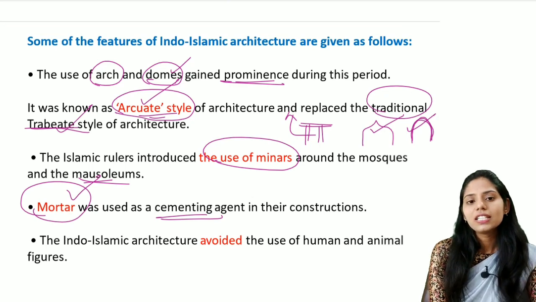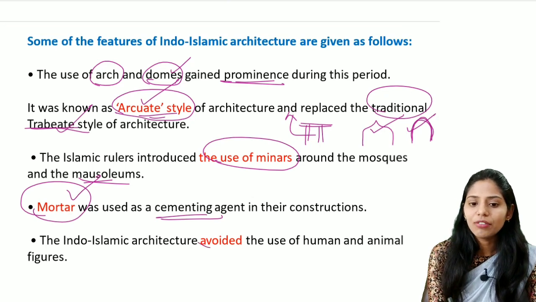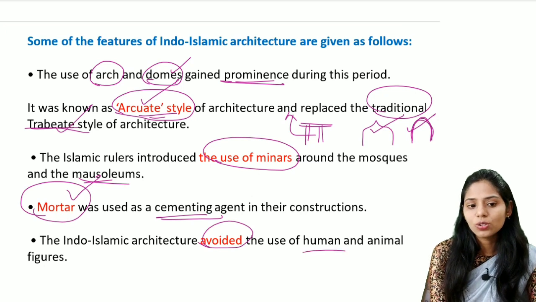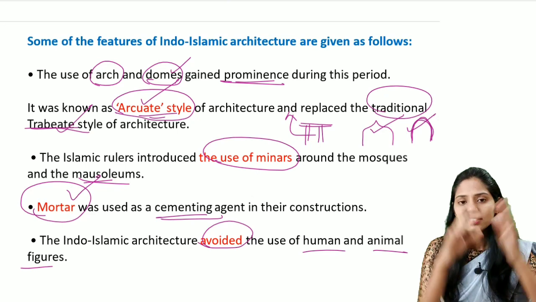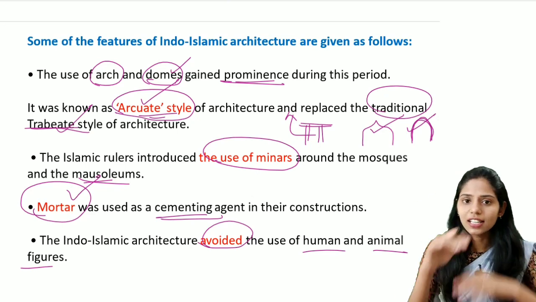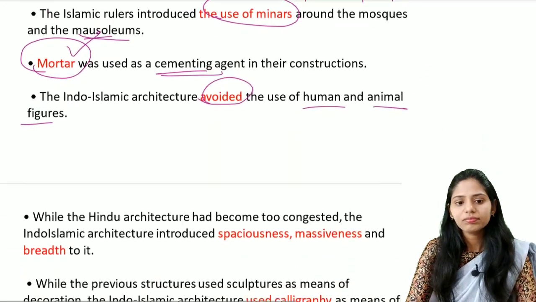And the next one is, the Indo-Islamic architecture avoided the use of human and also animal figurines. They started using geometrical designs like squares, circles, octagons, etc.